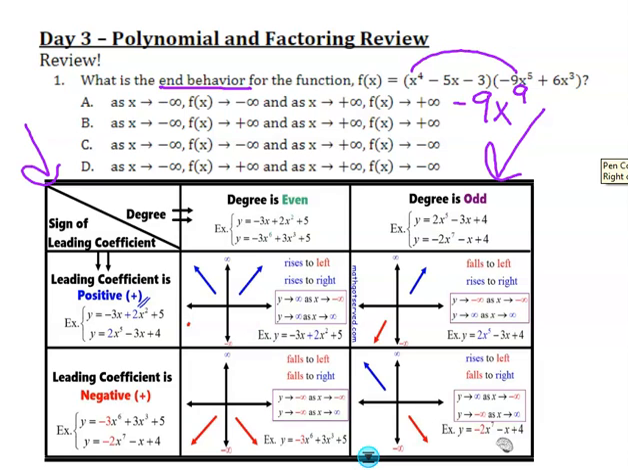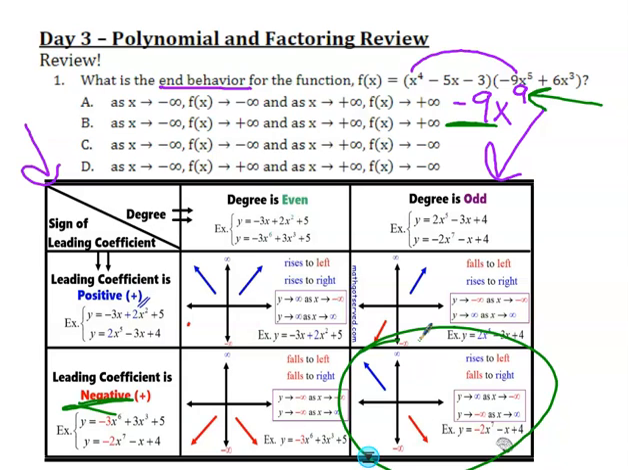Then I use this handy-dandy image I found, and I connect it. So the leading coefficient is negative, okay? And the degree is odd. So here we go, I go to my chart. If the degree is even, they're both going up or they're both going down. And if the degree is odd, one is going down and one is going up. So rises to the left and falls to the right.